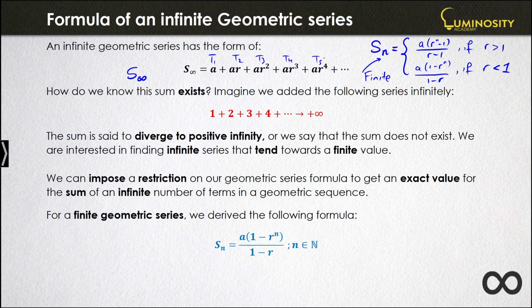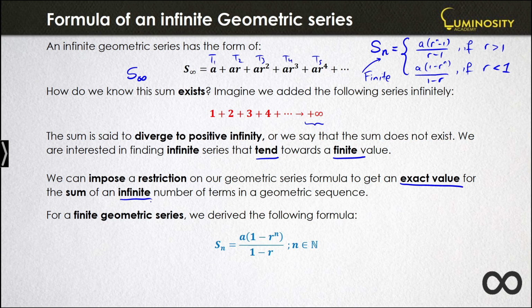Because if you imagine we added the following series infinitely, 1 plus 2 plus 3 plus 4 plus 5 onwards, that does diverge to positive infinity. And we say that the sum does not exist as it diverges off to positive infinity. But we are interested in finding infinite series that tend towards a finite value. So we can actually impose a restriction on our geometric series formula to get an exact value for the sum of an infinite number of terms in a geometric sequence.